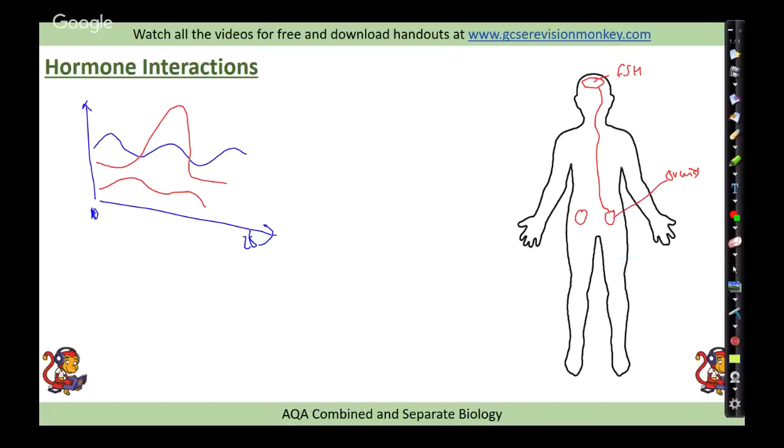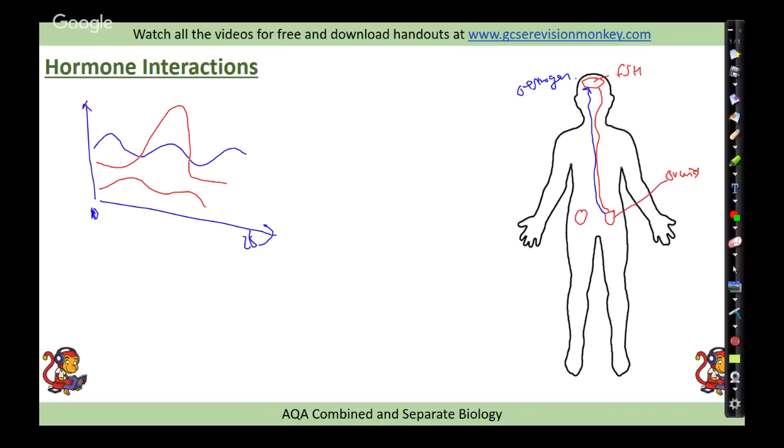That estrogen then travels to the pituitary gland, and at the uterus lining, it will start to build up the uterus lining, but it also interacts with the other chemicals as well.